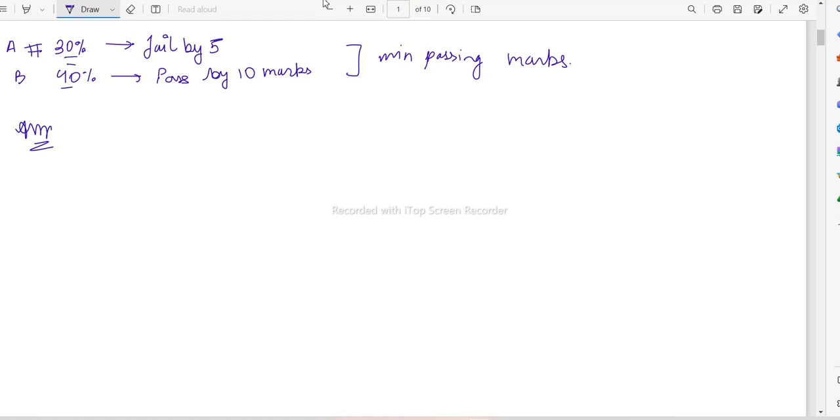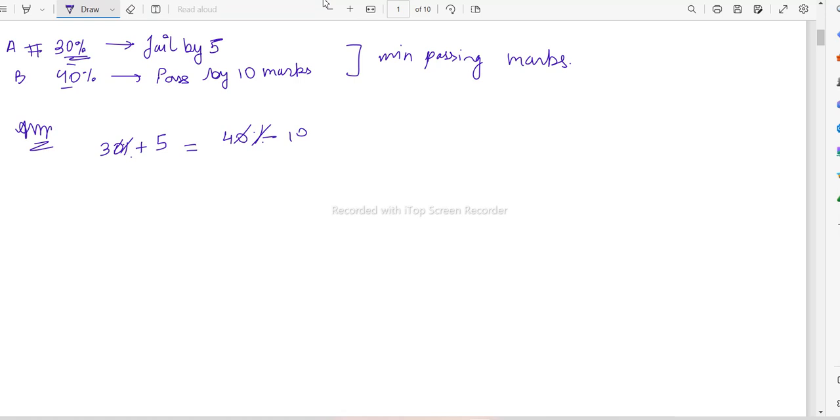So if this person who is having 30% marks had got 5 more marks, then he would have passed. Similarly, if this 40% had 10 marks removed, then he would have got the passing marks. So these are the percentages, so I'll just cancel the zeros straight away. So now here I'm getting what?